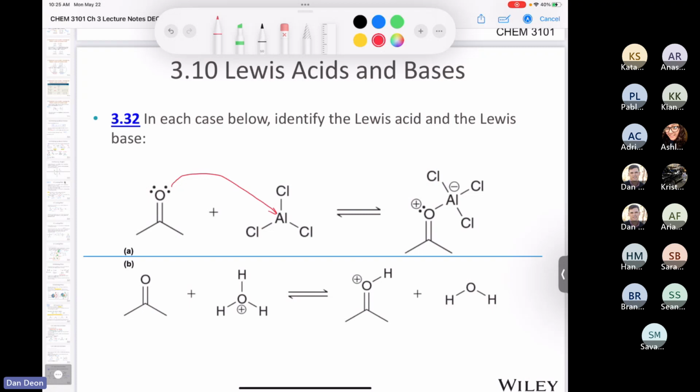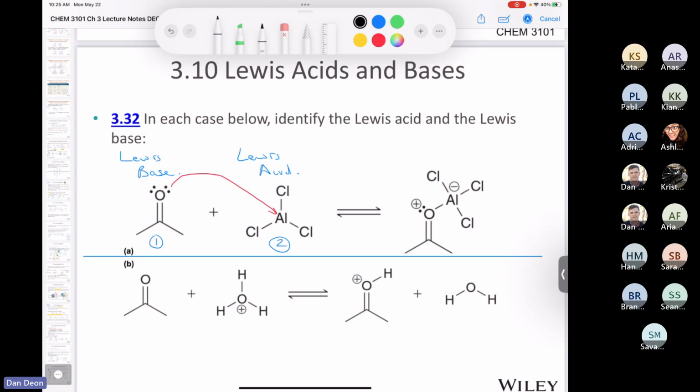So if I look at this, if I call this 1 and I call this 2, which one of these is the Lewis acid? Would it be 1 or 2? Absolutely, right? This is my Lewis acid, and this one is donating electrons, so this is my Lewis base, absolutely. All right, let's try the other one.